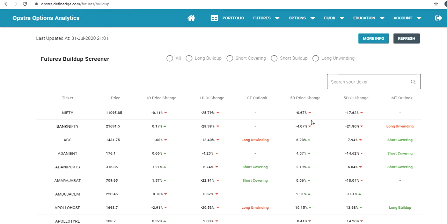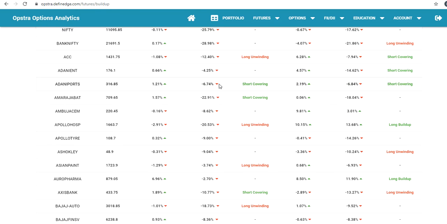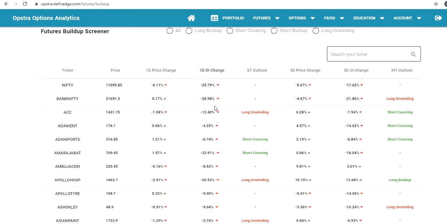If we head back to one of these tools, you will see this term called long unwinding. That means some profit booking is happening in this underlying. SEC is the underlying here, and you can see there is a short covering happening, as the open interest change is negative and price change is positive, which is an increase in price and decrease in open interest. So people who had short positions in this are booking profit, or they are covering, closing, squaring off their shorts.